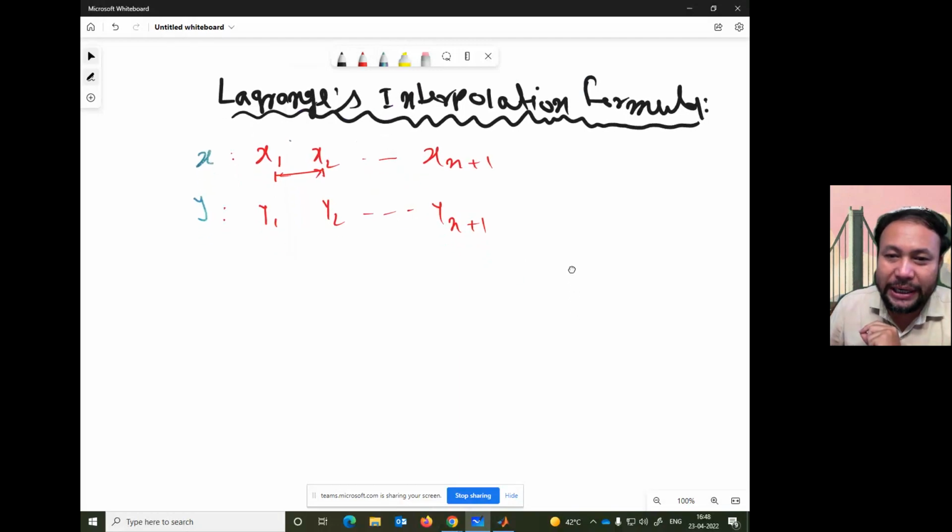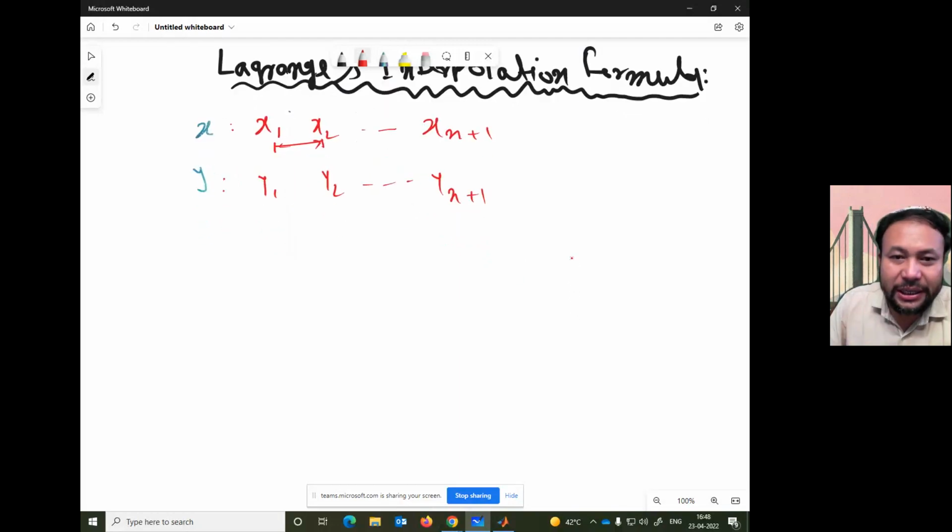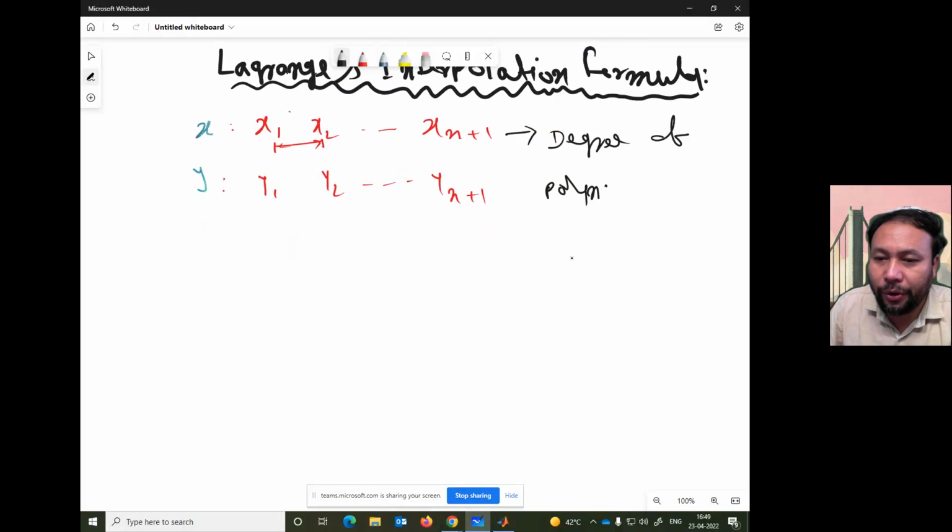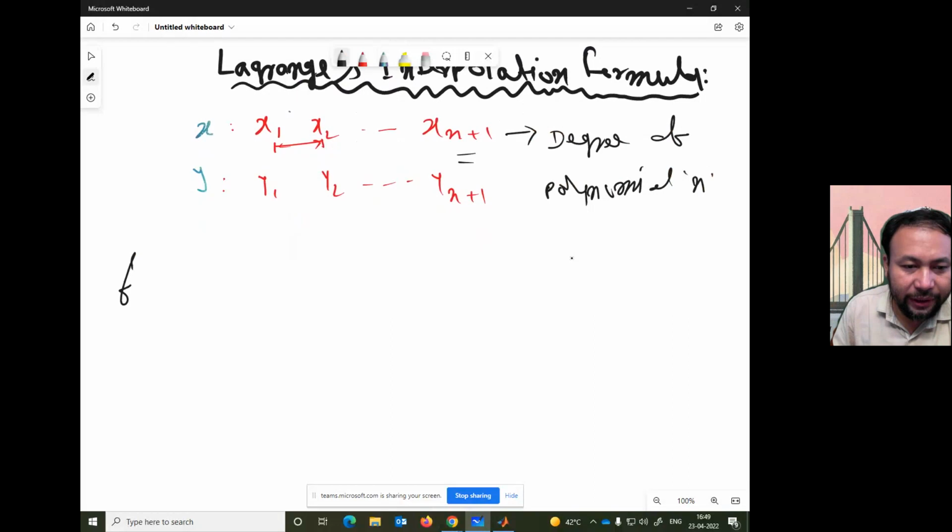Now, let us first try to understand the equation of Lagrange's interpolation formula. For example, I have the nodes x1, x2, x3 up to xn plus 1. It means I can get a polynomial of degree n. Why? Because I have n plus 1 data points. The formula is like this here.